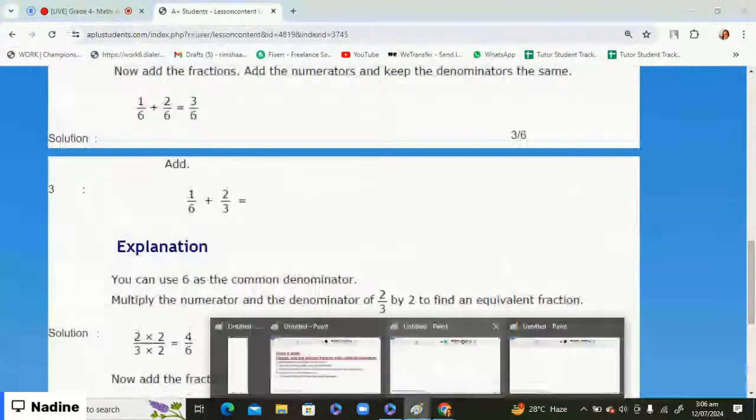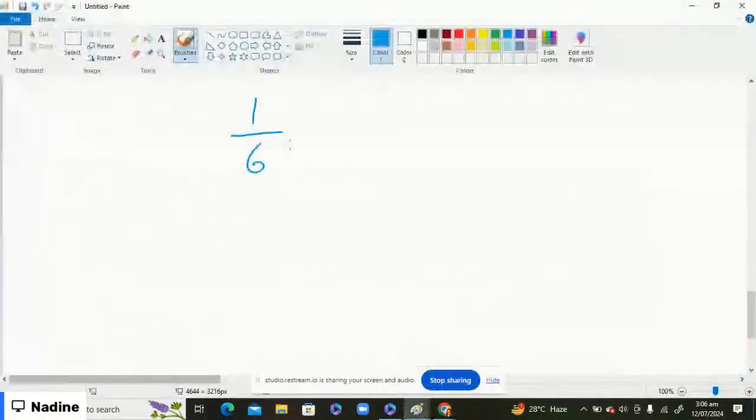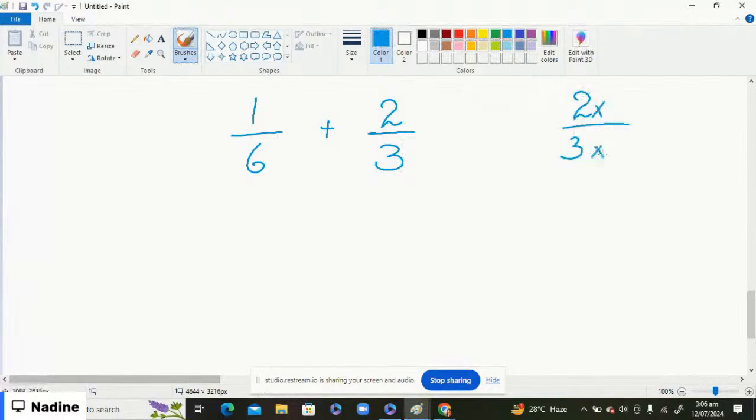So 1 by 6 plus 2 by 3. Now this time you tell me which denominator we take and what the answer is. So here is 1 by 6 and here is 2 by 3. We are going to take 2 by 3, and multiply and divide with which number? I'm going to multiply and divide both numbers by 2, because 3 times 2 is 6. We take the denominator the same. So 2 times 2 is 4 over 3 times 2 is 6.